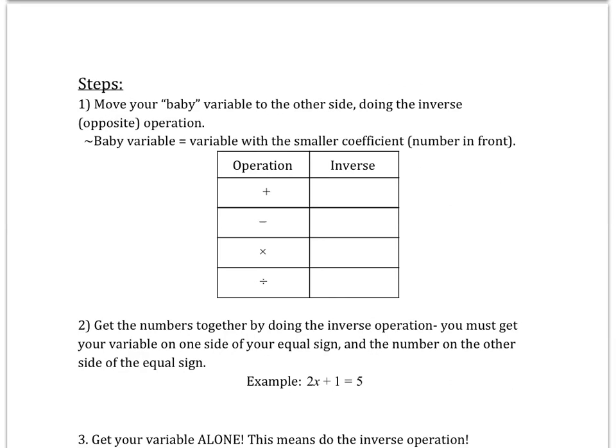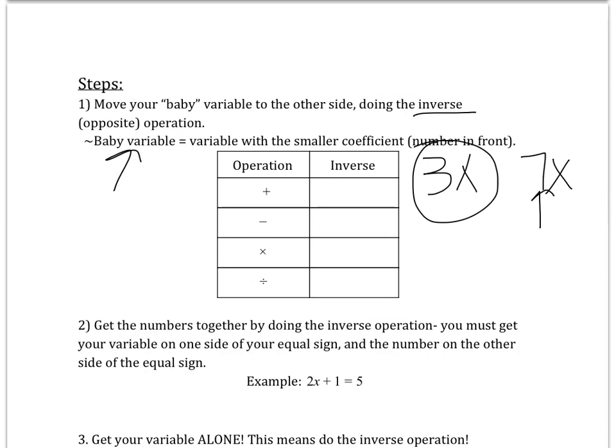Our first step is you need to move your baby variable to the other side by doing the inverse operation. What I mean when I say baby variable, it's the variable with the smaller coefficient. So if I have 3x and 7x, my baby variable, or the variable with the smaller coefficient, would be 3x. Remember, your coefficient is the number in front of your variable.